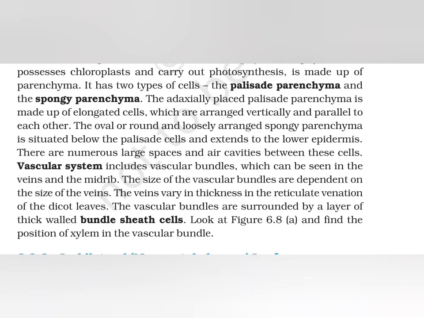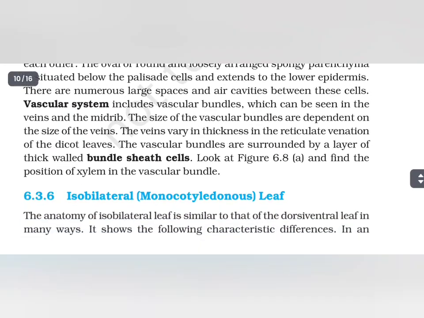Vascular system includes vascular bundles, which can be seen in the veins and the midrib. The size of the vascular bundles is dependent on the size of the veins. The veins vary in thickness in the reticulate venation of the dicot leaves. The vascular bundles are surrounded by a layer of thick-walled bundle sheath cells. Look at figure 6.8a and find the position of xylem in the vascular bundle.